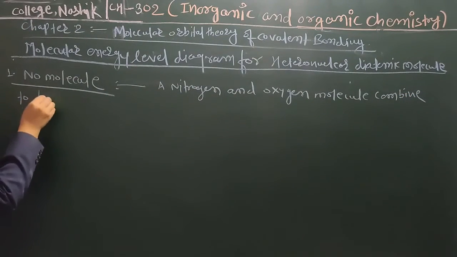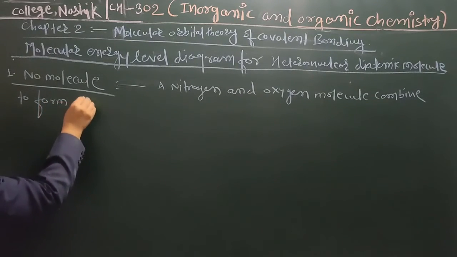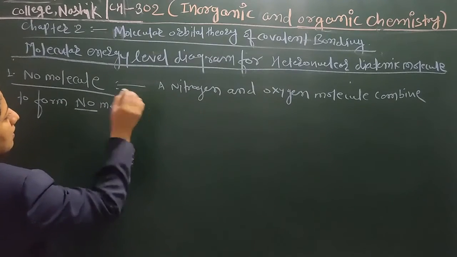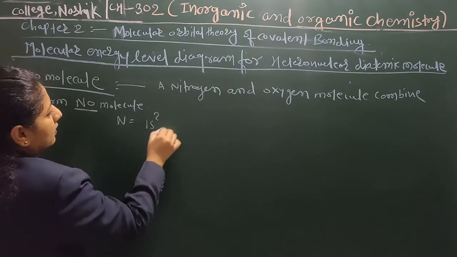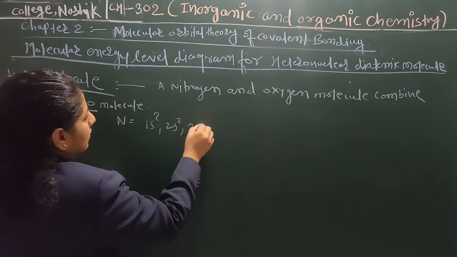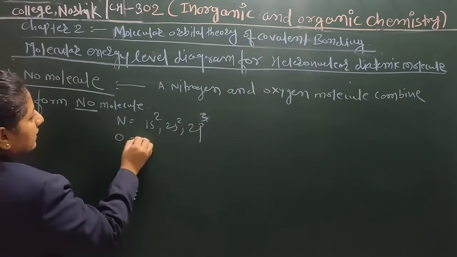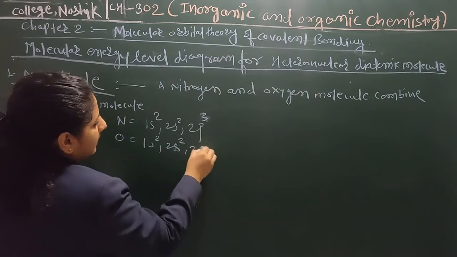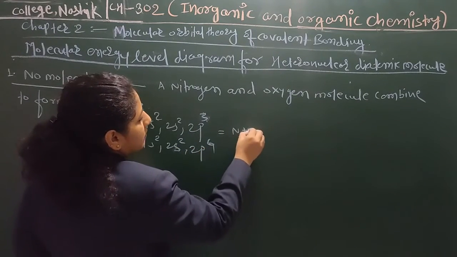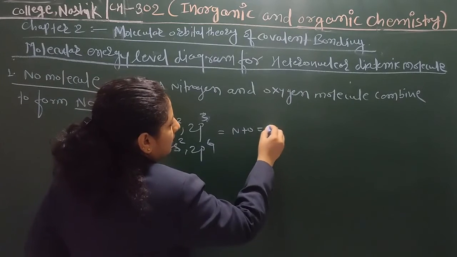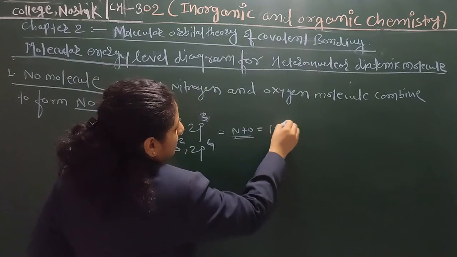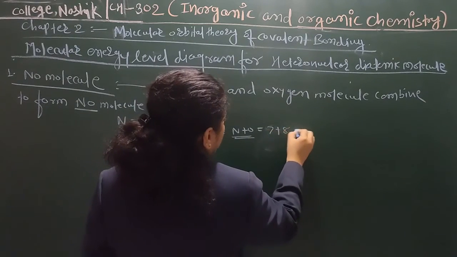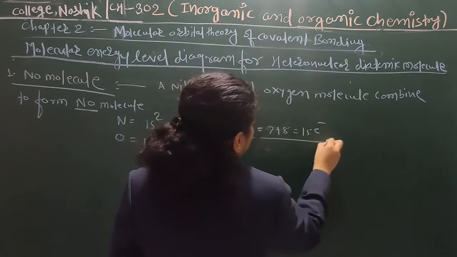To form the NO molecule. Nitrogen has the electron configuration 1s2, 2s2, 2p3, whereas oxygen is 1s2, 2s2, 2p4. So there will be a total of 15 electrons for NO, that is 7 plus 8.